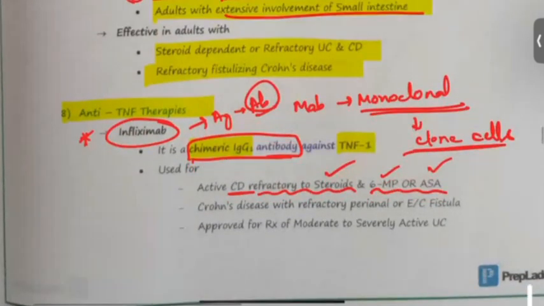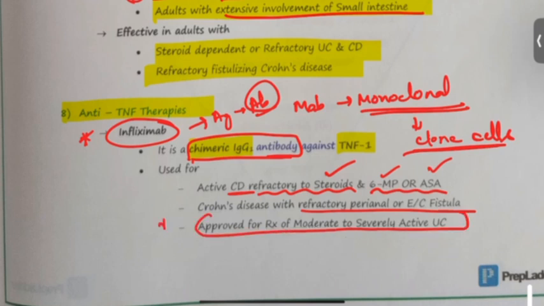Infliximab is also used in Crohn's disease with refractory perianal or external fistula or enterocolic fistula. Okay. It is also approved for treatment of moderate to severely active ulcerative colitis.